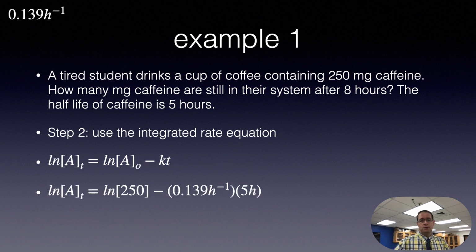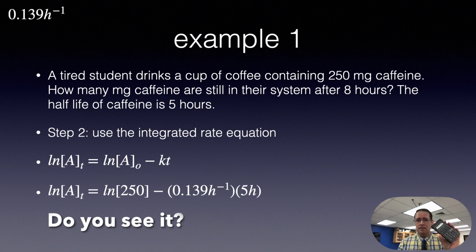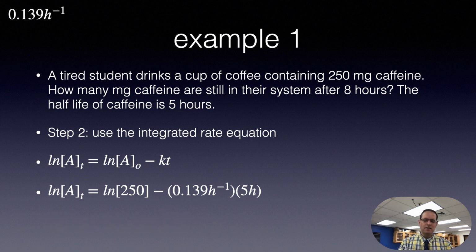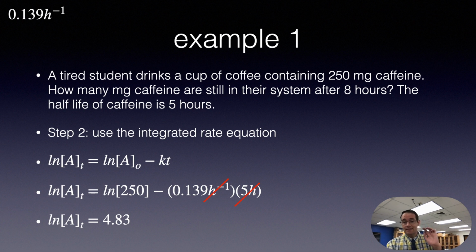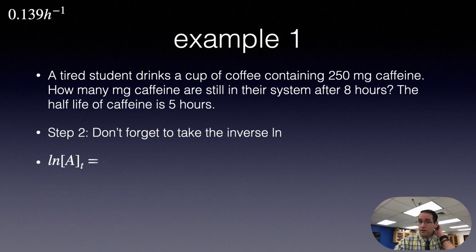Now what we want to do is plug in our values here. We'll take the anti-log later, but so again on your calculator you're going to enter 250, hit the ln button, okay, and then subtract and then use parentheses 0.139 times 5 hours, okay, and what you get is 4.83 on the right hand side. Notice how the reciprocal hours and the hours cancel, okay? Now, 4.83 is not the answer, okay?